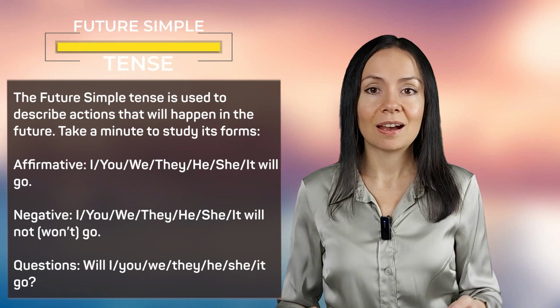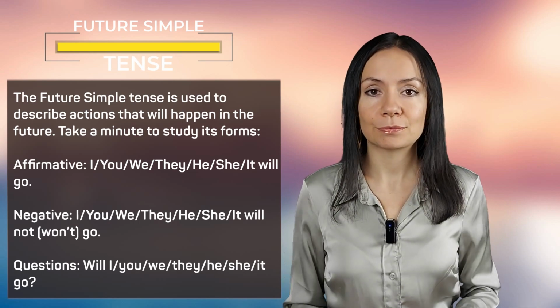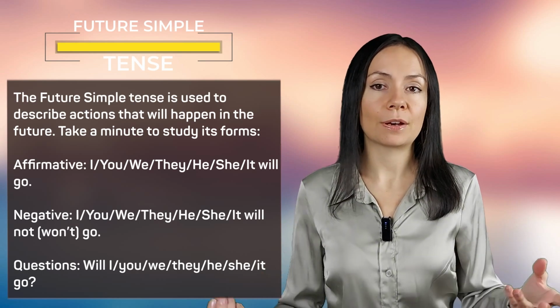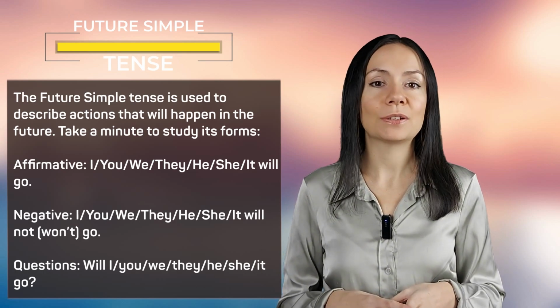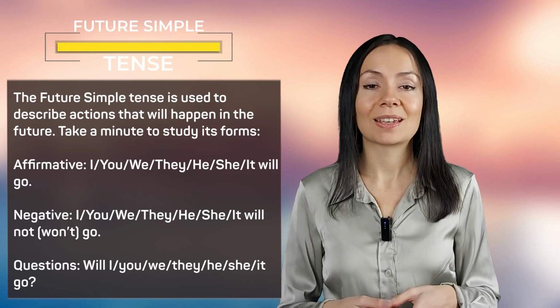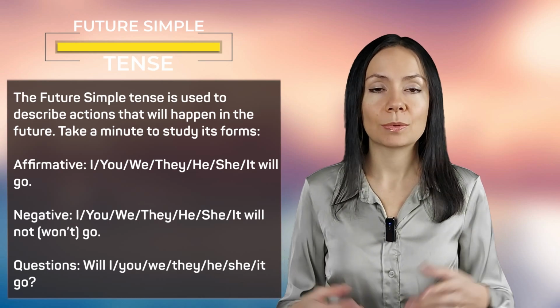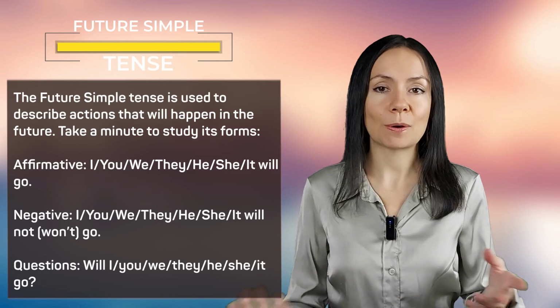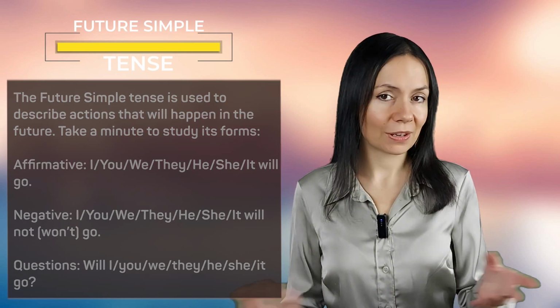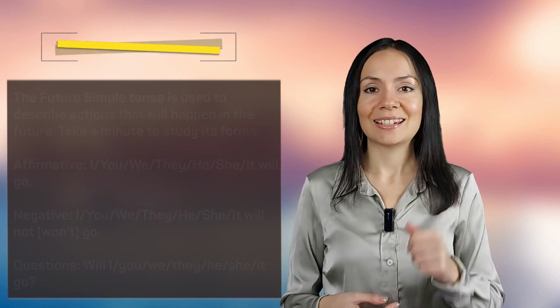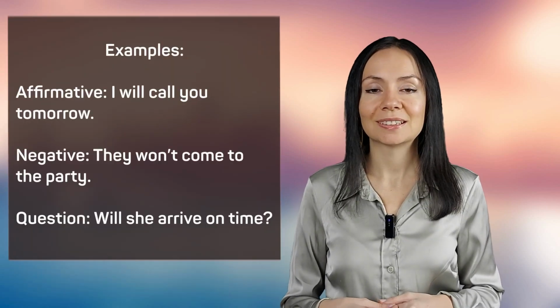Affirmative. I will go. We will go. She will go. Negative. I will not or I won't go. We will not go. We won't go. She won't go. Questions. Will you go? Will they go? Take a look at some examples now.